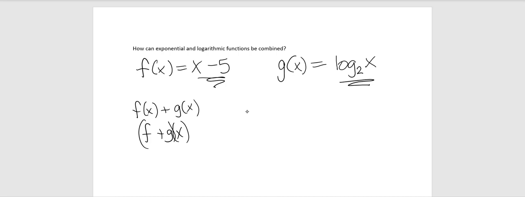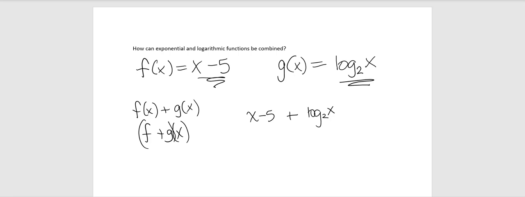So we would get that by doing x minus 5 plus log base 2 of x. For this one, there's really not much we can do to combine because there aren't any like terms there. So we would just leave our answer in that format. Let's look at another example.